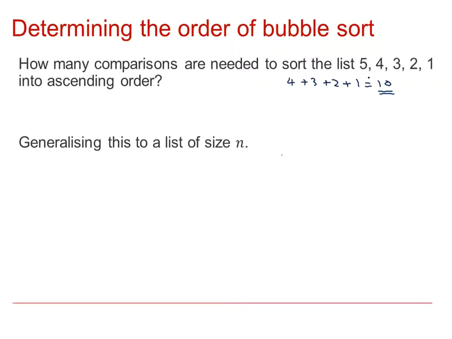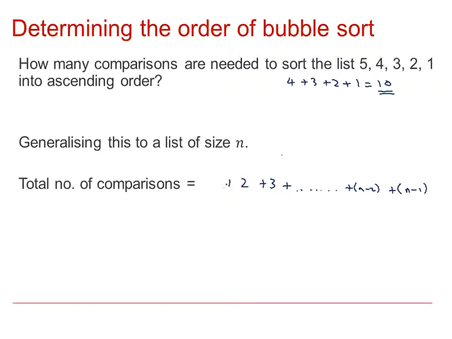Generalizing this result for a list of size n, what is the total number of comparisons needed? In the first pass, you're going to need n minus 1 comparisons. In the second pass, n minus 2 comparisons, and so on, until you need 3 comparisons, then 2 comparisons, then 1 comparison.